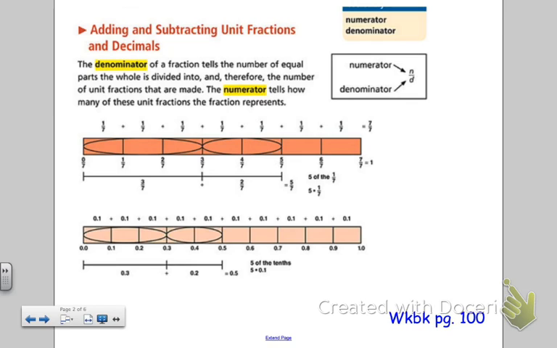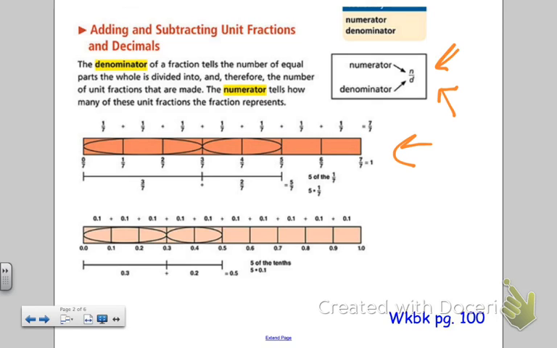Many of you already know that a fraction has a numerator and a denominator. And the numerator is the number on the top, the denominator is the number on the bottom. But what do they represent? Well, the denominator of a fraction tells the number of equal parts that the whole is divided into, and therefore the number of unit fractions that are made.